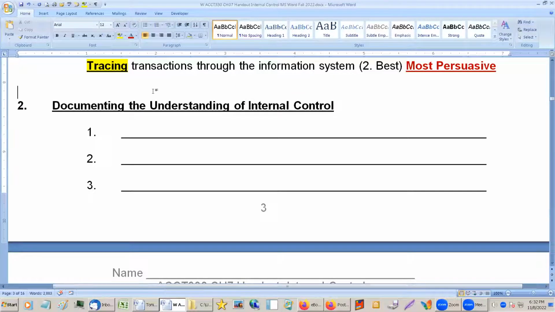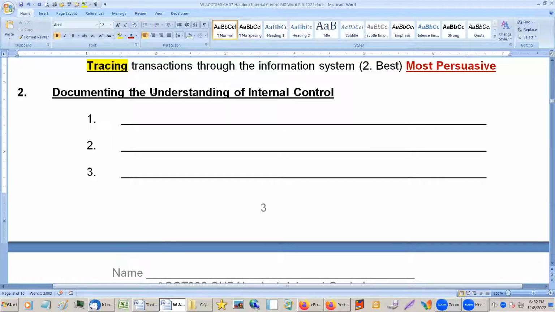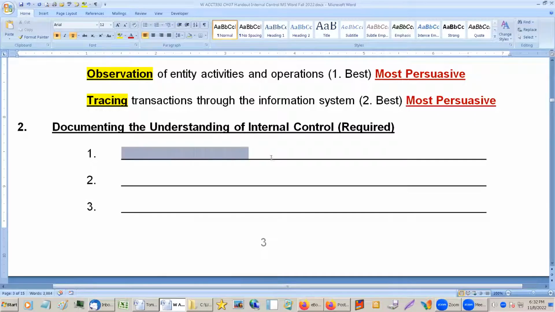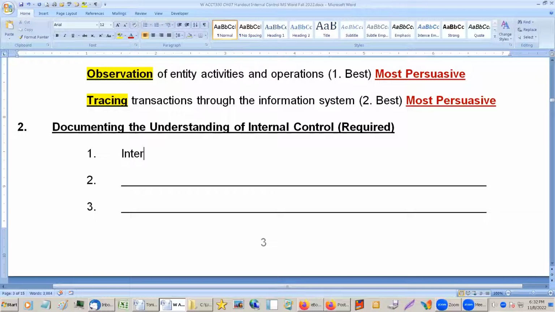Okay. Documenting the understanding of internal control. This is required. And it's done three ways. I can't remember which one I had first. Okay, questionnaire. Internal control questionnaire.